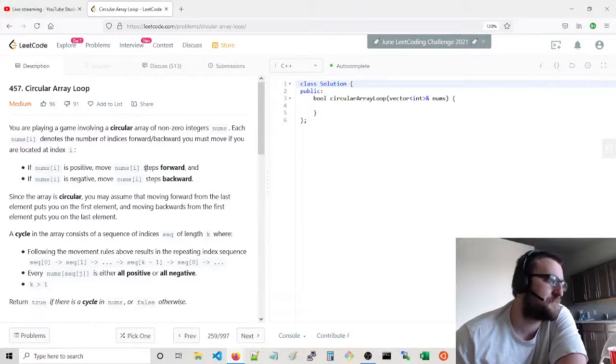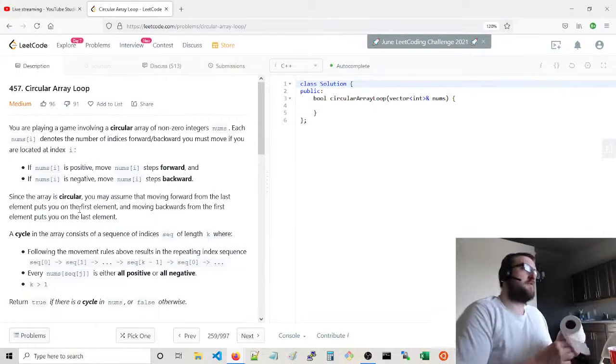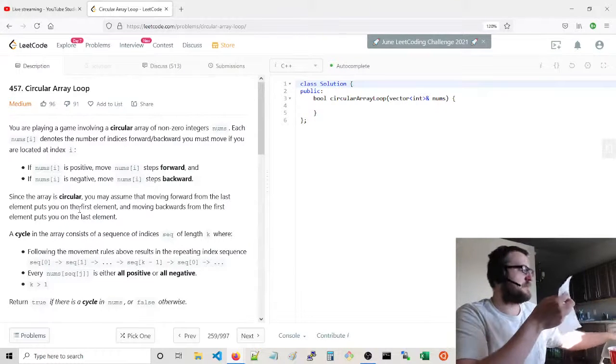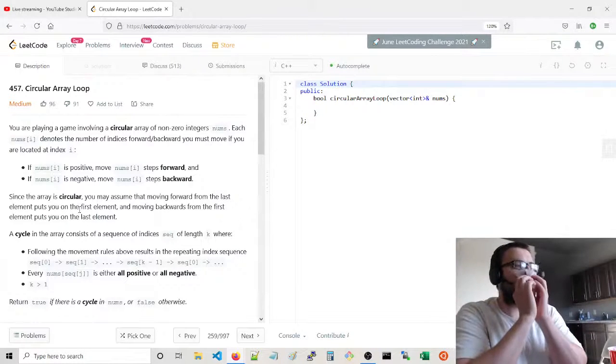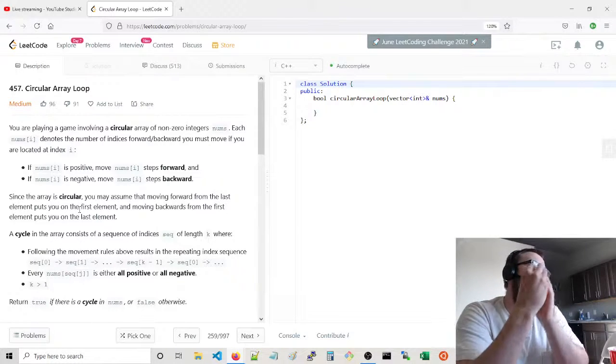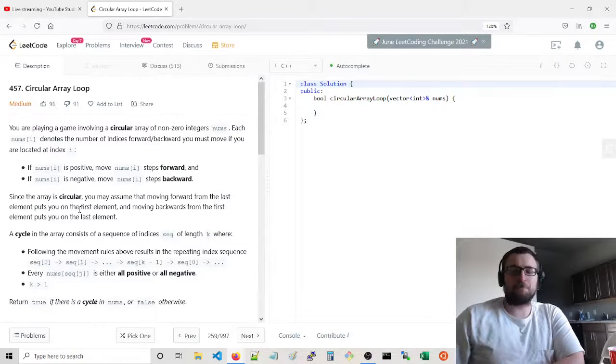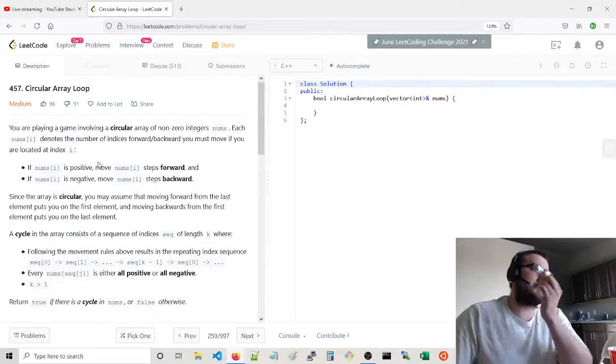The array is circular. You may assume that moving forward from the last element puts you on the first element, and moving backwards from the first element puts you on the last element. Okay, so it's circular. Gotcha. So we can perform our movements using modular arithmetic, right? Okay, fair enough.